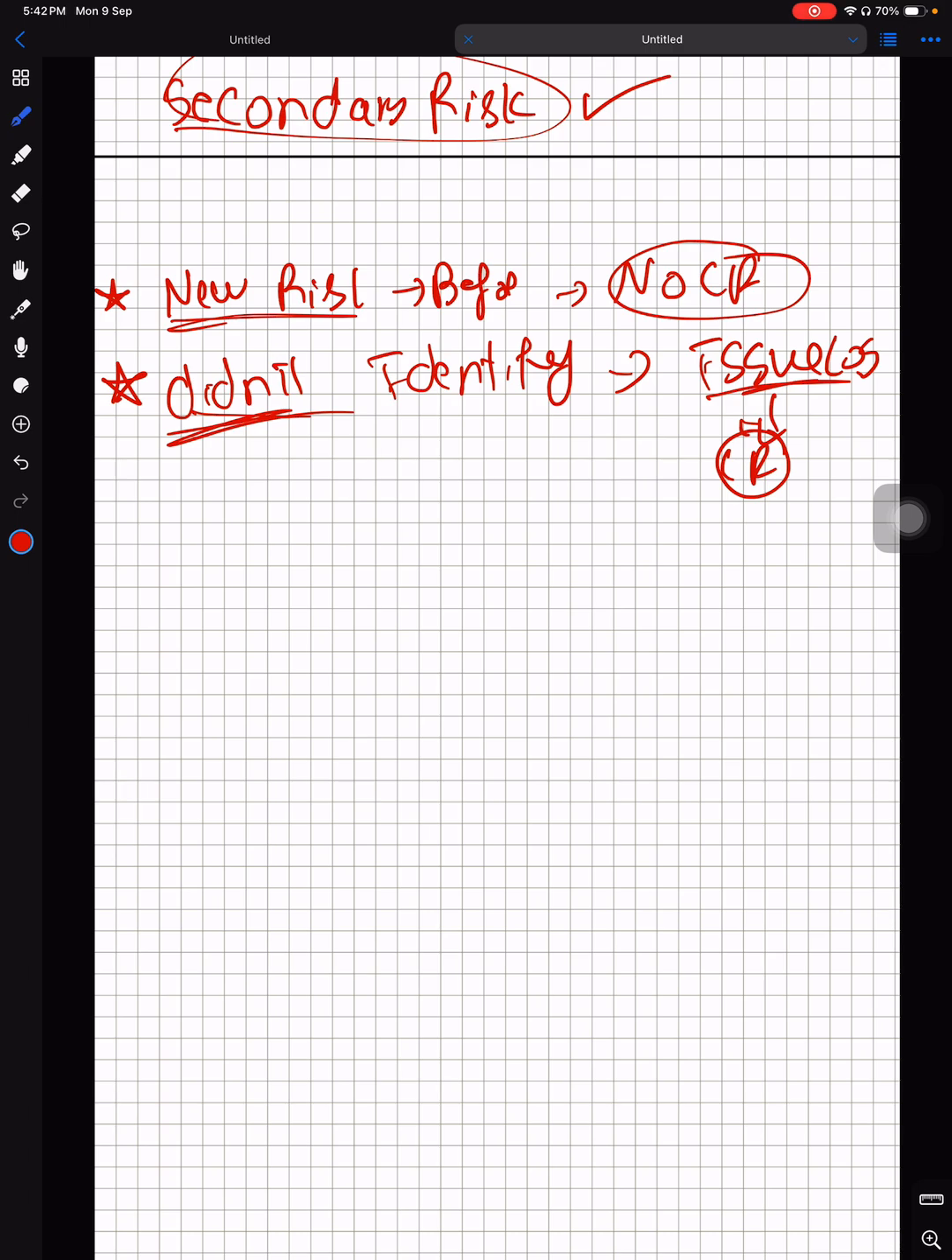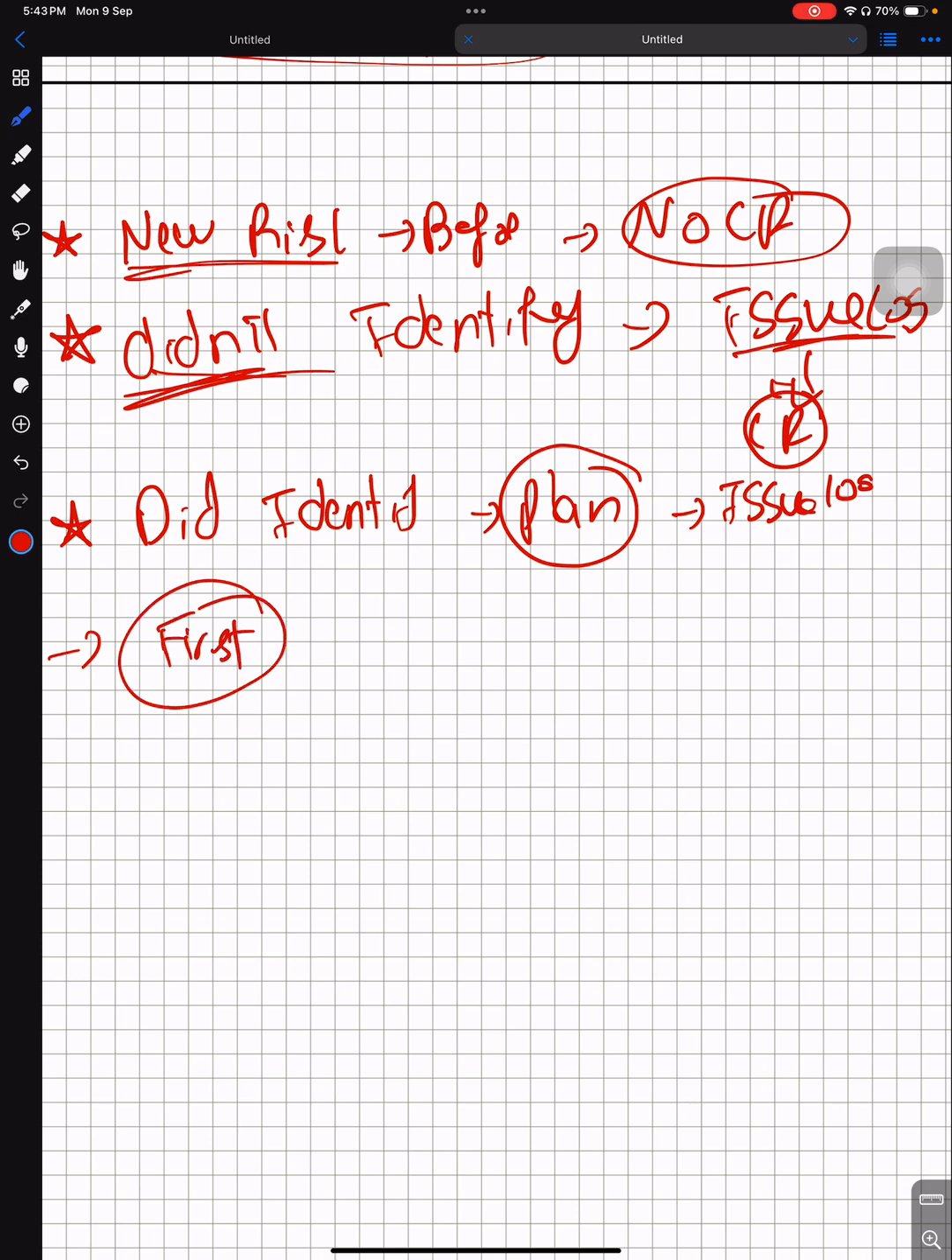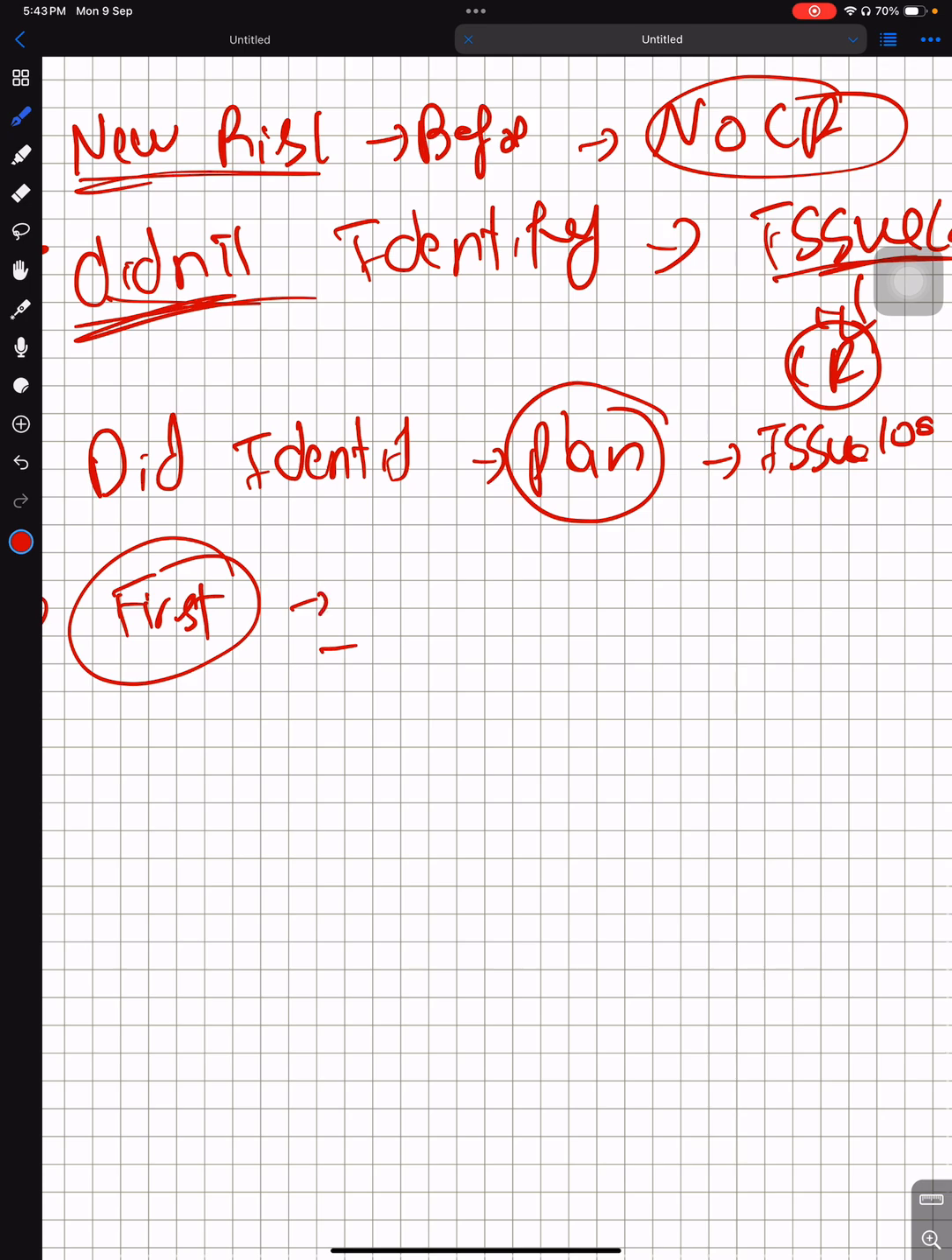Okay. Second thing, you did identify, but you did not plan for it. Or your plan failed. Plan failed means you don't have a plan. You will go to the issue log. As a summary, whenever something happened and you don't have a plan for it, the question says the problem has happened, and what you would do first is always put it into the issue log.